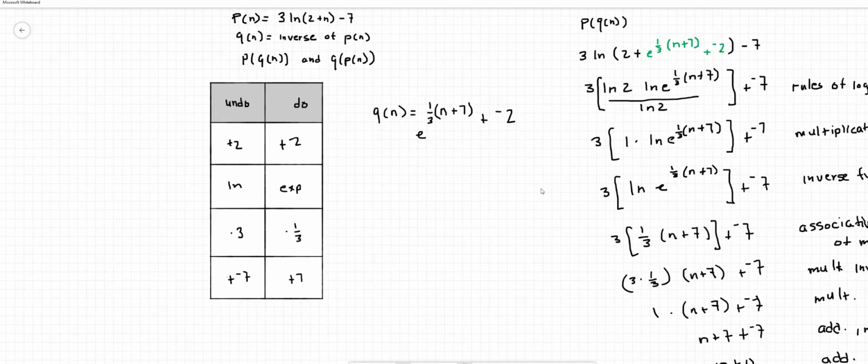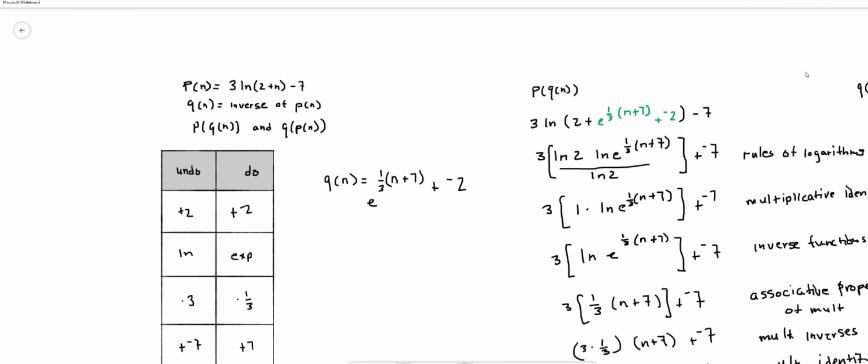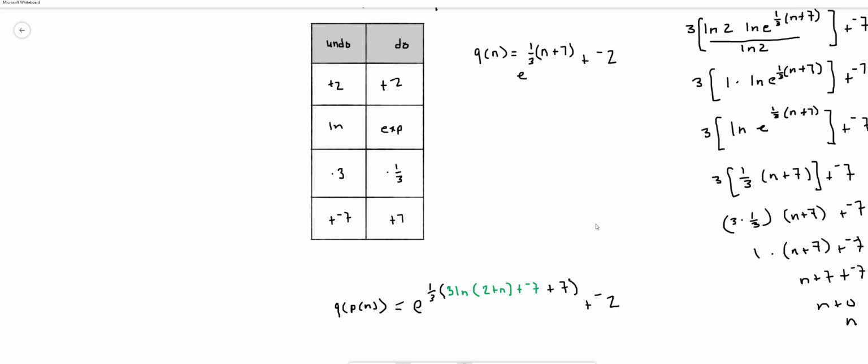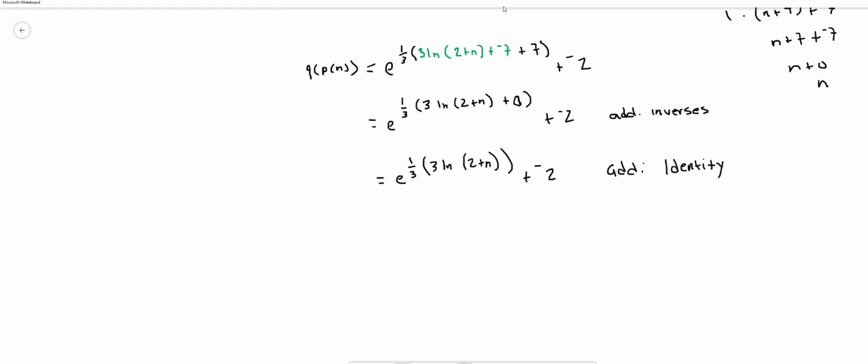We want to do Q of P of n. So once we plug P of n into Q of n, this is what we have. So e to the 1/3, in the exponent was a plus a negative 7 plus 7. Those are additive inverses, so those add to 0. 0 is the additive identity.